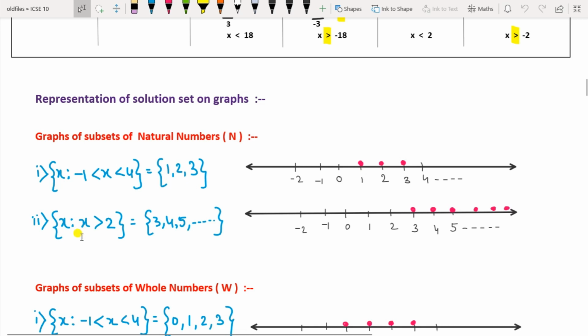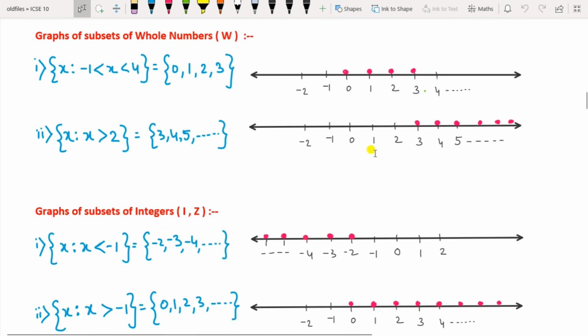Now the second case: if x is greater than 2 and it is the natural number set. The natural number set starts from 1 and x is greater than 2, so the answer will be 3, 4, 5 and so on. You have to write the dots to show infinity, because it is a set of infinite numbers.